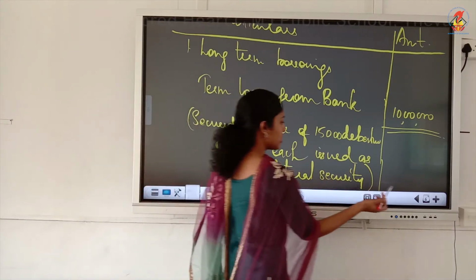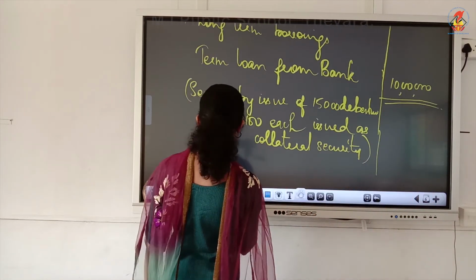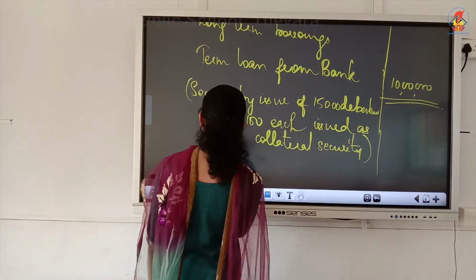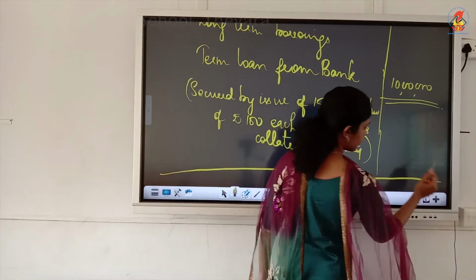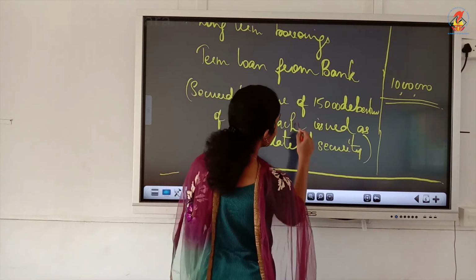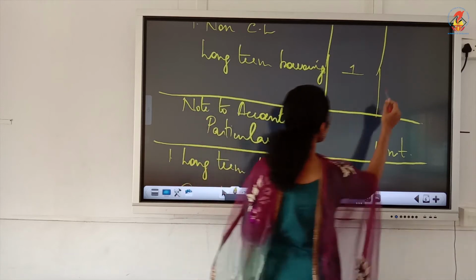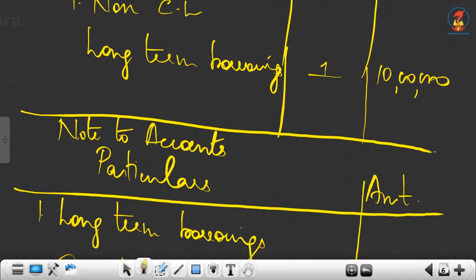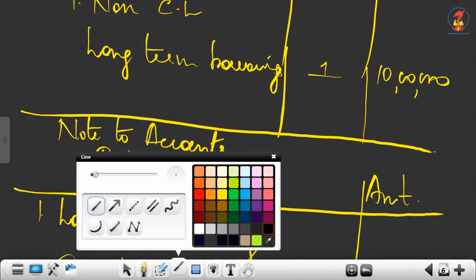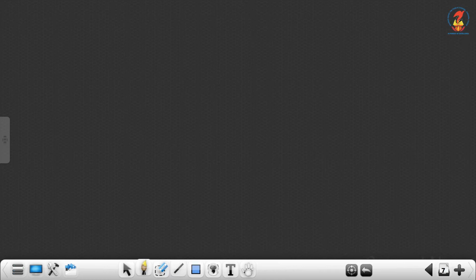Then second method you write. Okay, now this 10 lakhs you have to write in the balance sheet also. Just close this note to accounts. And inside the balance sheet you have to write this 10 lakhs against long term borrowings. You have to write this. 15 lakhs is not your borrowing. Bank loan which we took is your borrowing, that is 10 lakhs. 15 lakh is your security only.